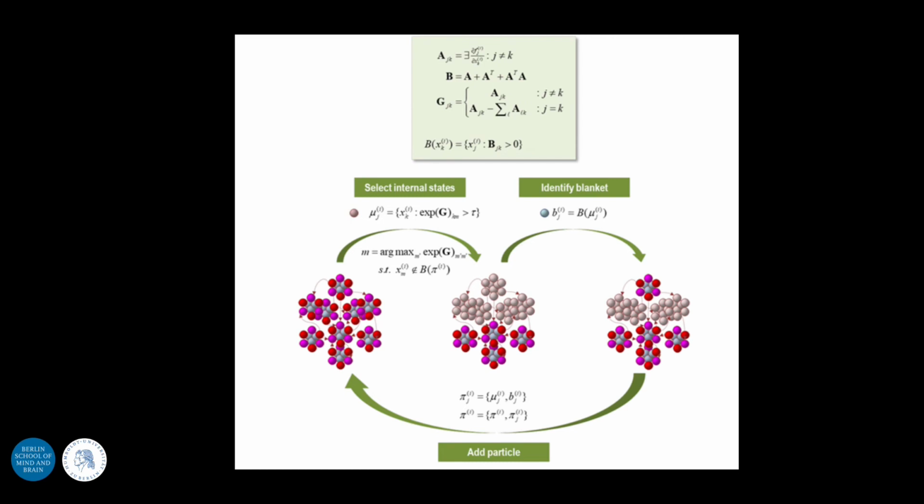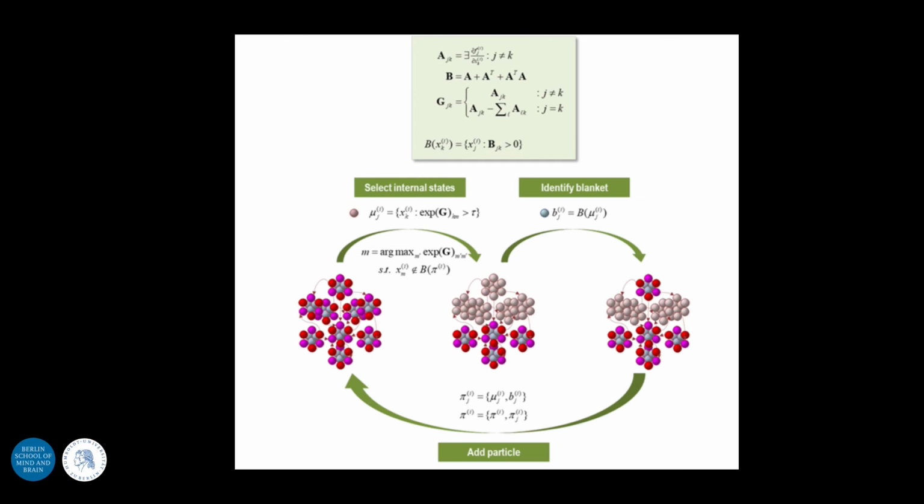Now, having identified a new set of internal states that are not members of any particle that has been identified so far, its Markov blanket is recovered using the Markov blanket forming matrix. The internal and blanket states then constitute a new particle, which is added to the list of particles identified. This procedure is repeated until all vector states have been accounted for.